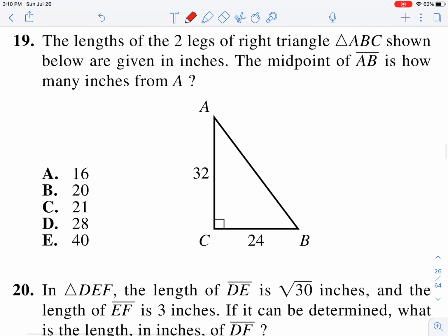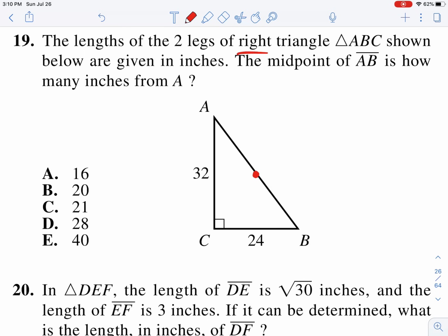All right. The lengths of the two legs of the right triangle, emphasis on right, that's very important, that'll make it helpful to solve this quickly, are shown below. The midpoint of AB is how many inches from A? The midpoint is going to be somewhere here, right? How many inches from A?